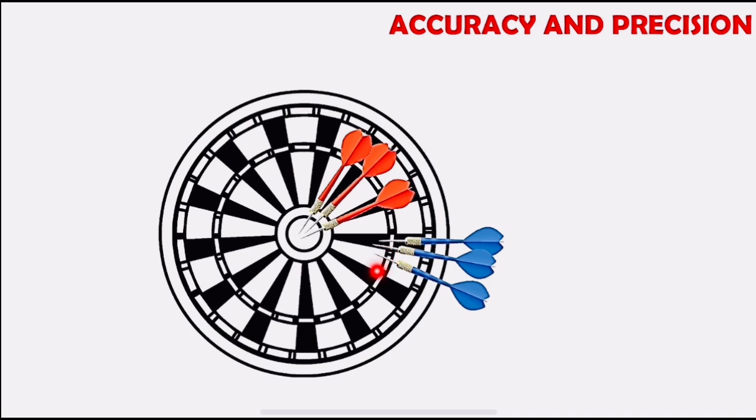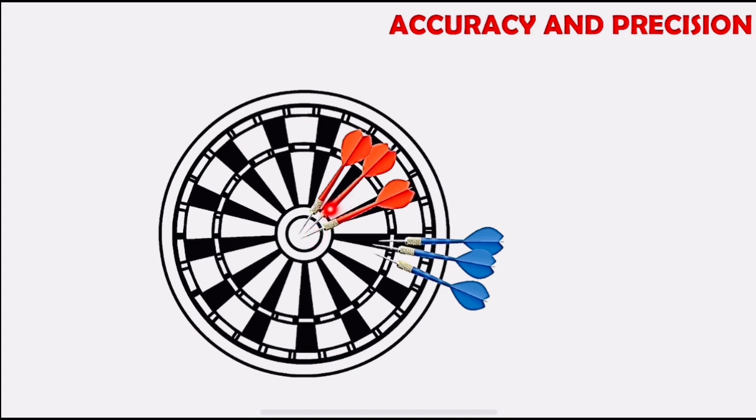In the given diagram, all the blue darts are clustered together, but they are far from the bullseye. This shows high precision because the darts are close to each other, but low accuracy because they are not close to the bullseye.